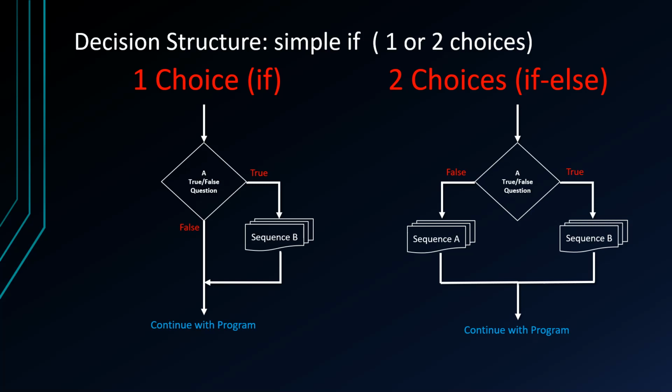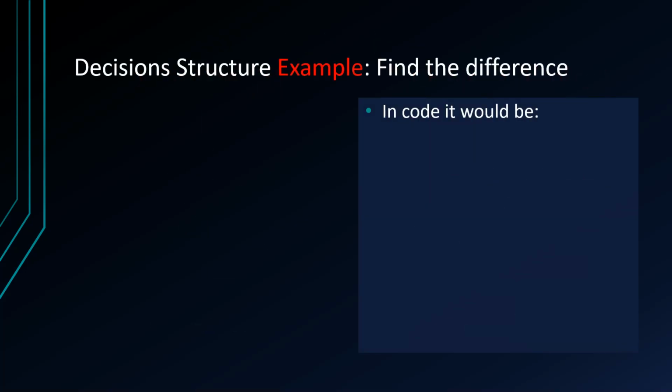So this is what your design is going to look like. Again, those sequences can be any form of symbols that we use in our flowcharts, such as more decisions, processing, read and write operations, our parallelograms, things like that. Anything there. So let's take a look at an example. Design structure example, find the difference.